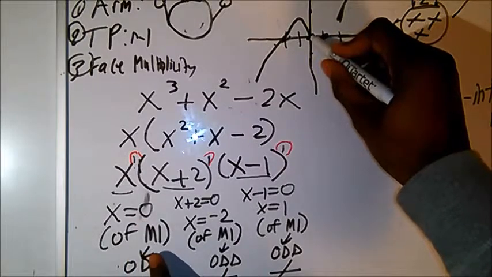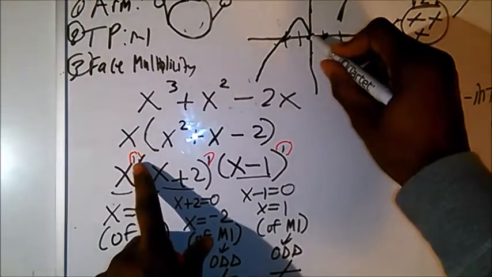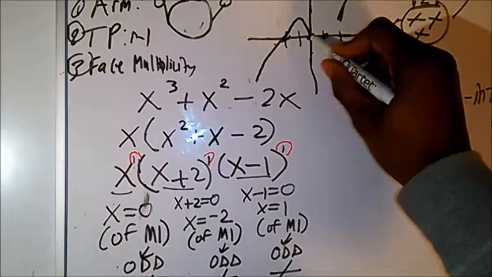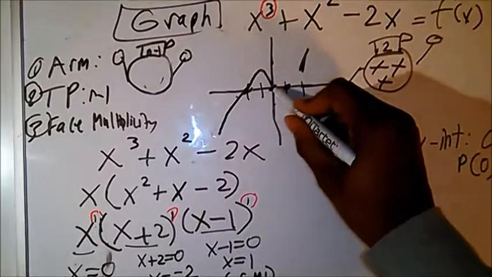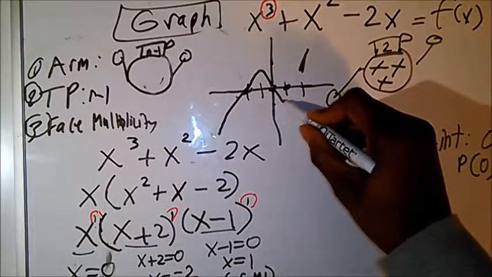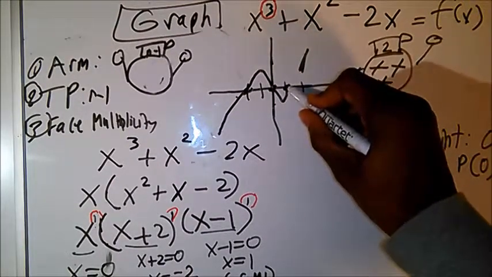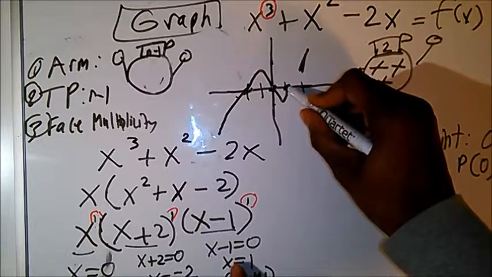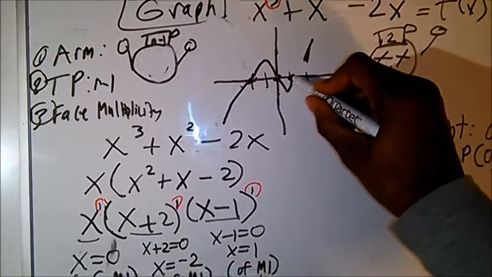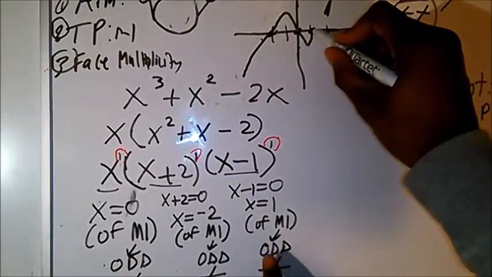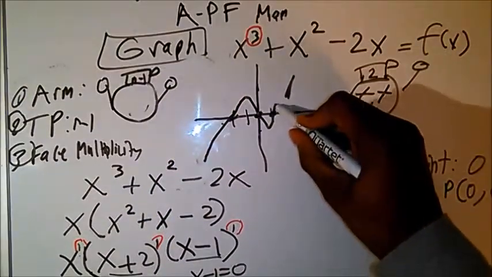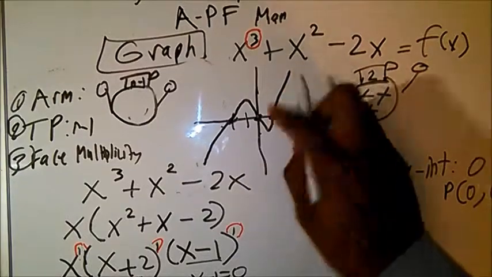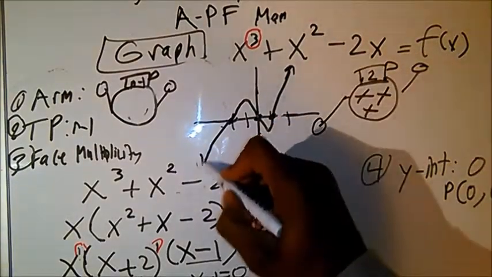x equals 0 is of multiplicity 1, which is odd. So it's going to cross over as well. So we cross over, and we go to the next magnet. Don't worry. We go to the next magnet, which is x equal to 1. x equal to 1 is of multiplicity 1. That's odd, so it's also going to cross over. Odds are strange. They cross over. So this is what our function is going to look like.